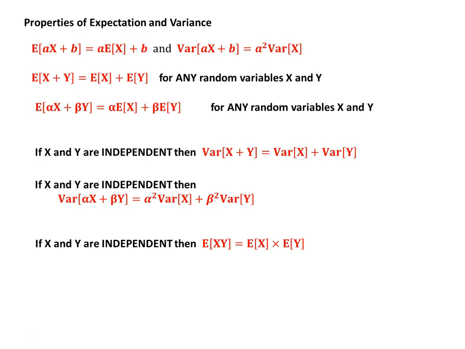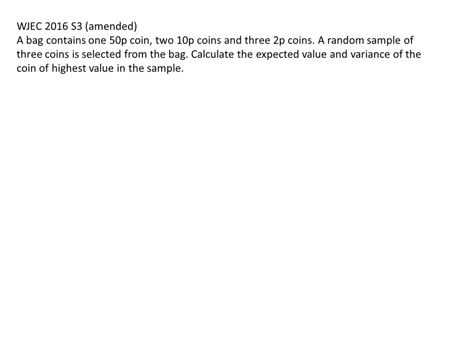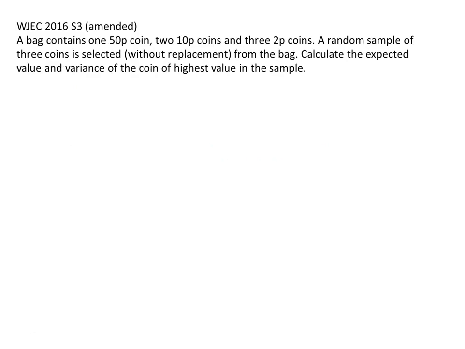So at this stage we'll move on and have a look at some examples on expectation and variance. We have a bag that contains one 50p coin, two 10p coins and three 2p coins. We're going to take 3 coins out of the bag without replacement, and we've got to calculate the expected value and the variance of the coin of highest value in the sample that we have chosen.